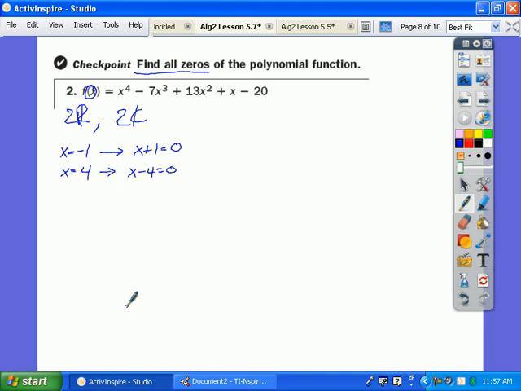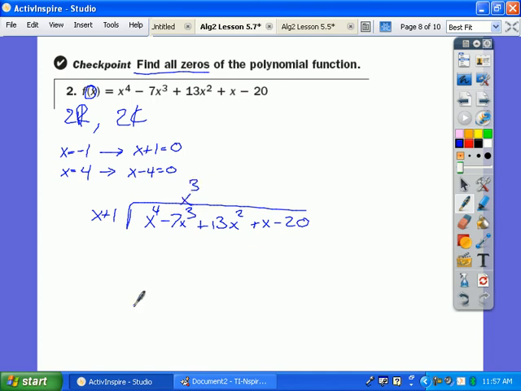And now I'm going to use the quadratic formula. So hold on tight. Here we go. x to the 4th minus 7x cubed plus 13x squared plus x minus 20. And we're going to divide by x plus 1. So x to the 4th divided by x is x cubed.